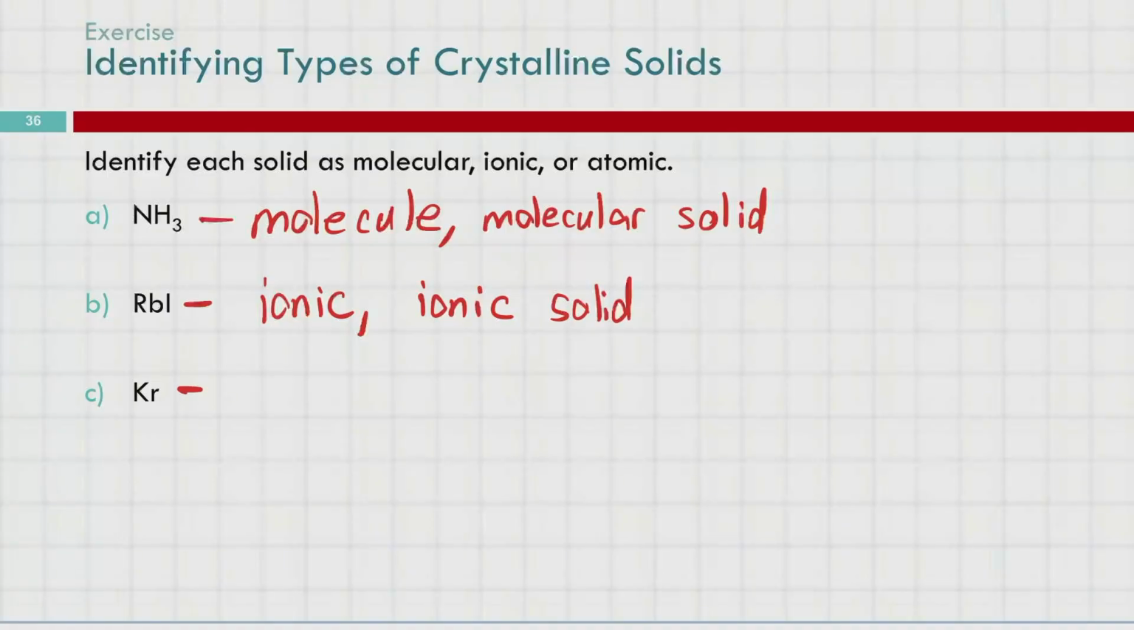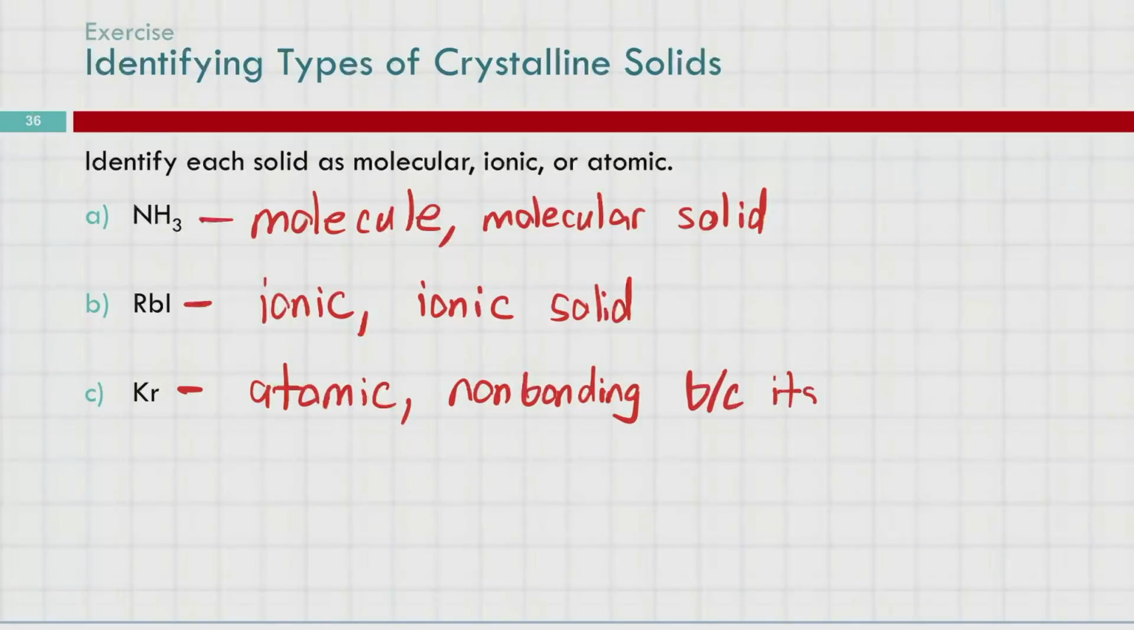And Kr. Krypton: molecular, ionic, atomic? Again, somebody was probably thinking it's atomic. What kind of atomic solid is it, or would it be? Is it covalent, non-bonding, metallic? What group is it in? It's non-bonding, because it's a noble gas.